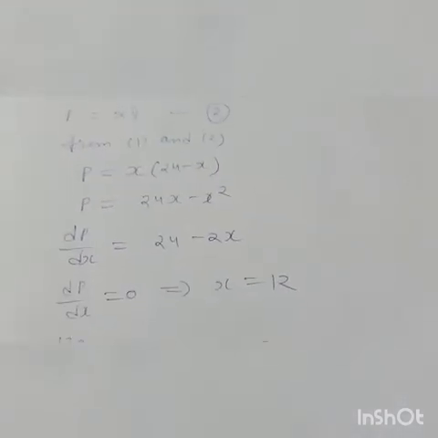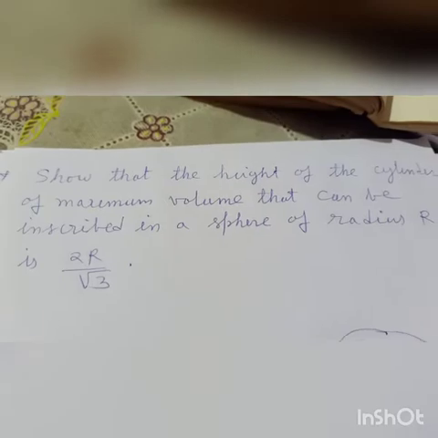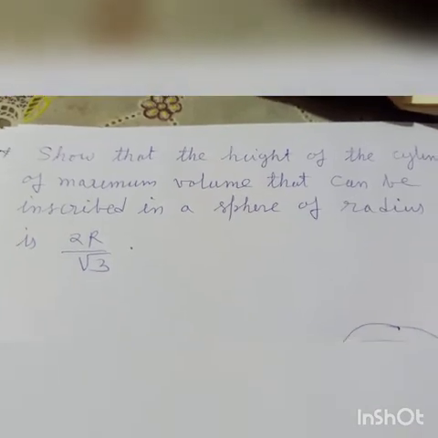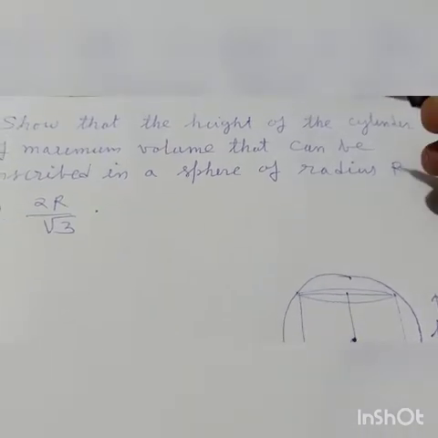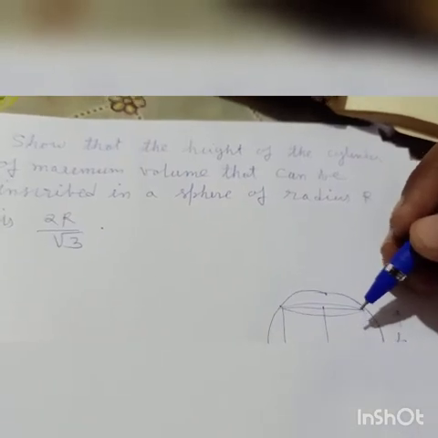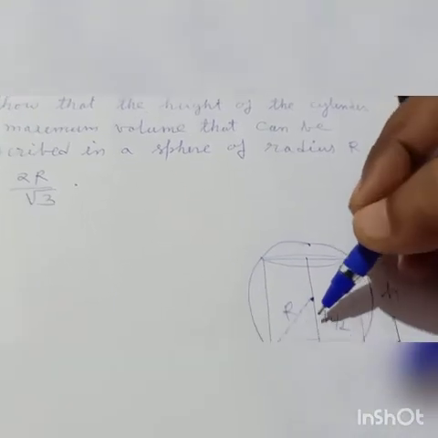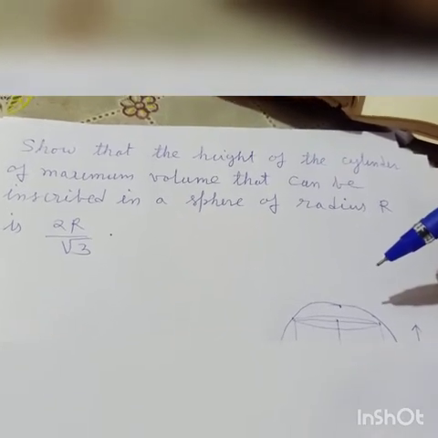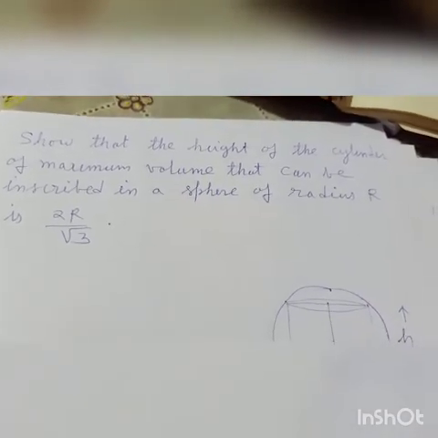Now next one. The next one is: show that the height of the cylinder of maximum volume that can be inscribed in a sphere of radius r is 2r by root 3. You can see this figure. Now this cylinder is inscribed in this sphere, and the radius of the sphere is r, constant, and we have to prove that if the volume of the cylinder is maximum, then the height of the cylinder will be 2r by root 3.